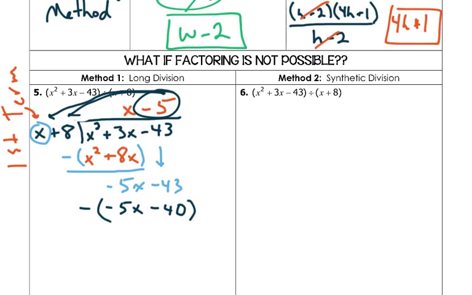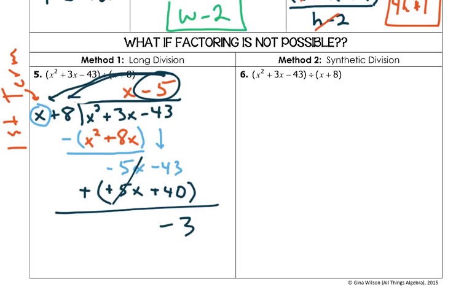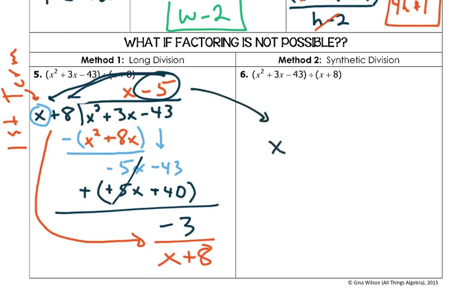So I'm going to go ahead and change the signs. This is now plus. When you distribute that minus sign, that's what, in effect, happens. So this becomes 0 here. And then negative 43 plus 40 gives us negative 3, and that is our remainder, minus 3. So what do we need to do with that remainder? We need to take this x plus 8 and put that as the denominator, and we are left with an answer of x minus 5 minus 3 over x plus 8. And that is our final answer there.